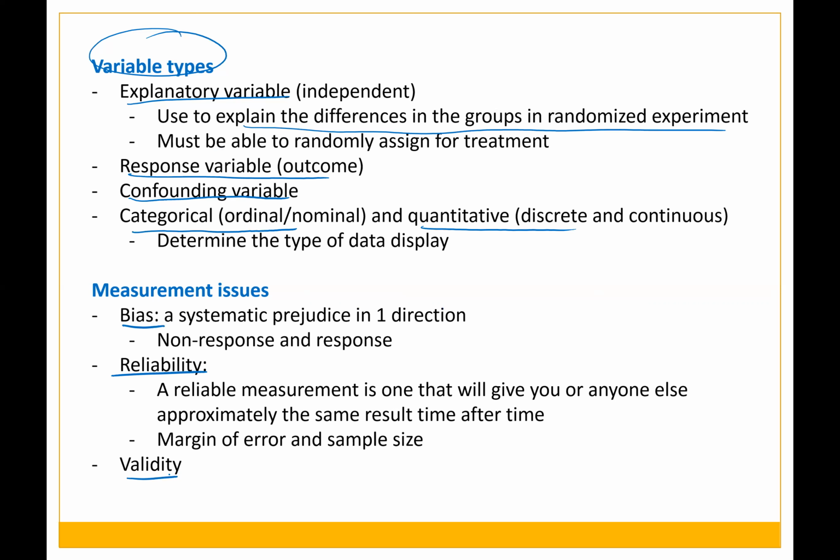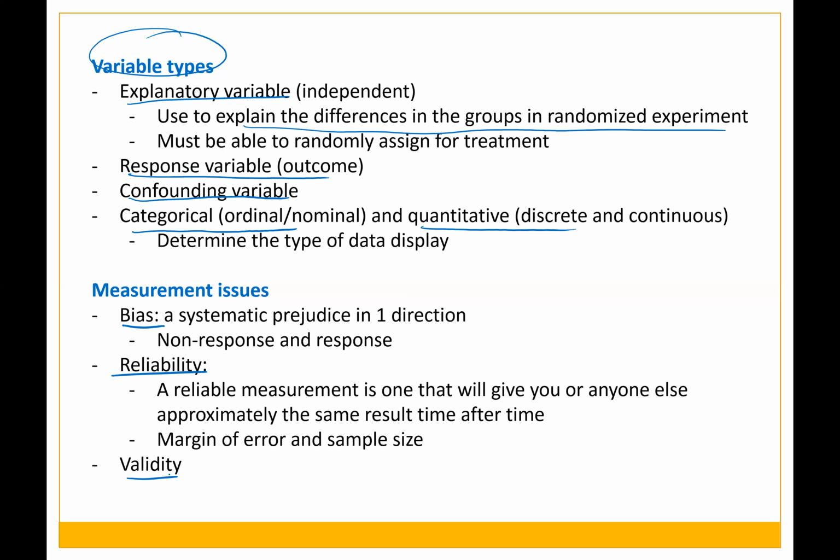We also have non-response and response bias. It comes when you get the results back from the subjects in your sample. The people who don't respond might have different preferences from the people who respond. That's non-response bias. And response bias is where the people who do respond back to you have different tastes. That's what you call response bias.